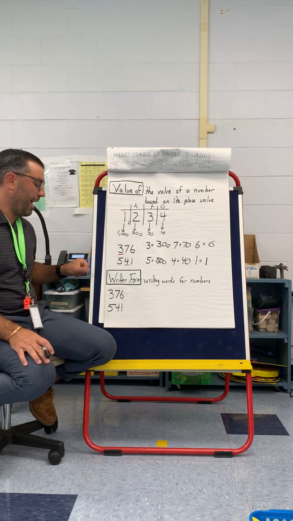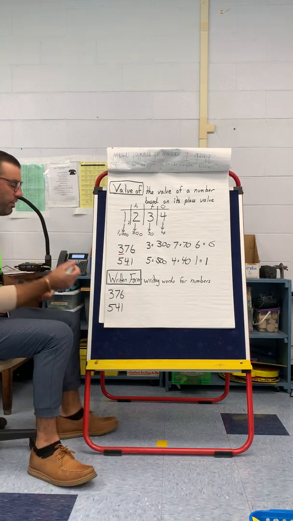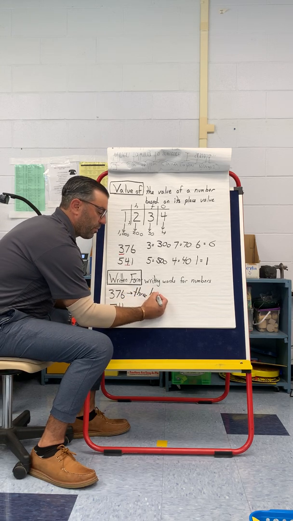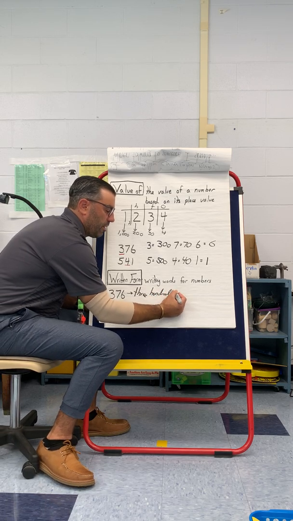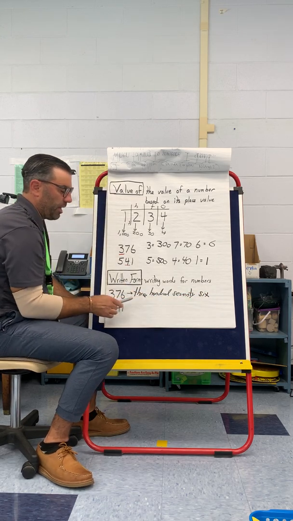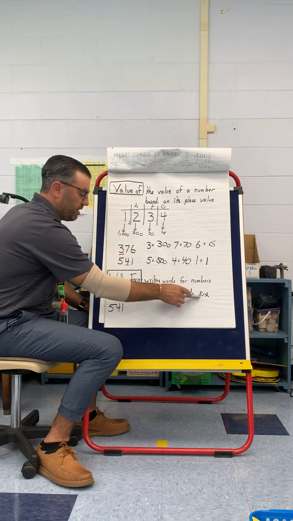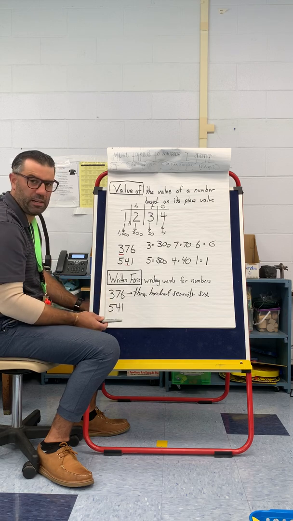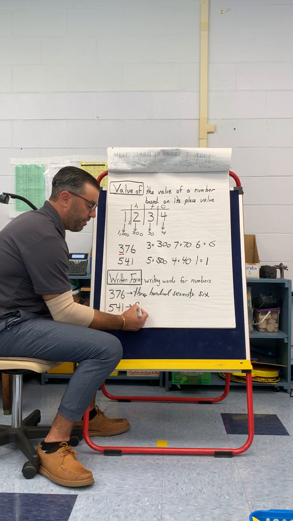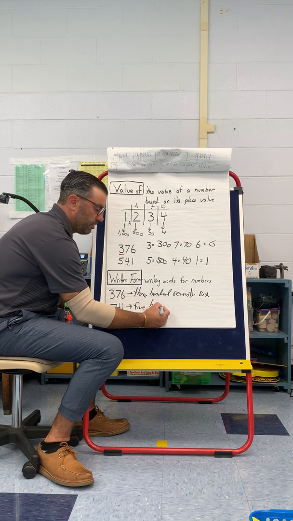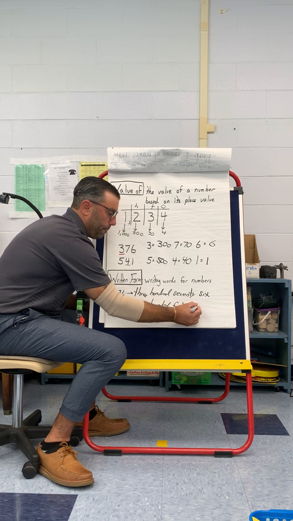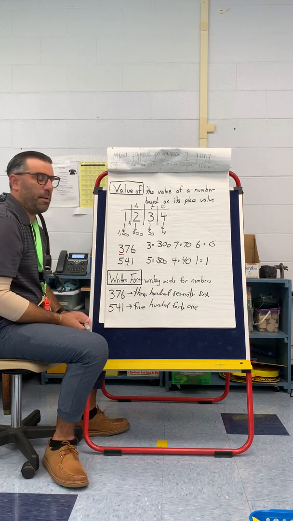So the trick to written form is you just write exactly as you say it. So if I had 376, it would just be as you say it. I always just go slow: three hundred seventy-six. Just like you say it. And double check, make sure it looks right. Easy enough? And then I've got 541. I would just write it like I say it: five hundred forty-one. So that is written form.